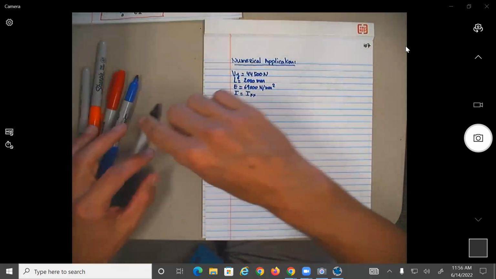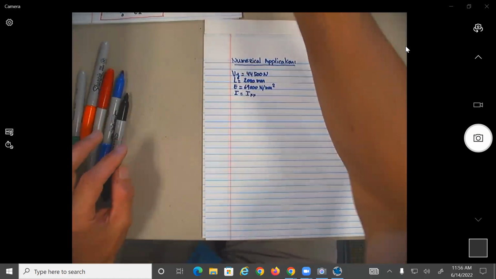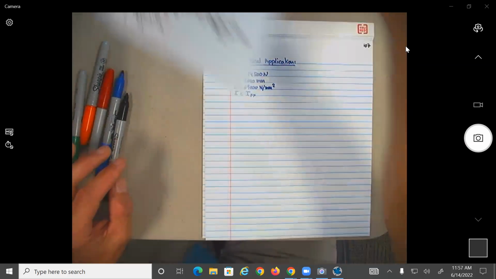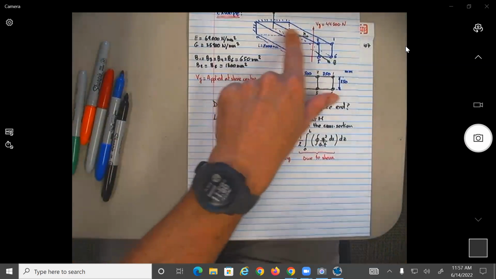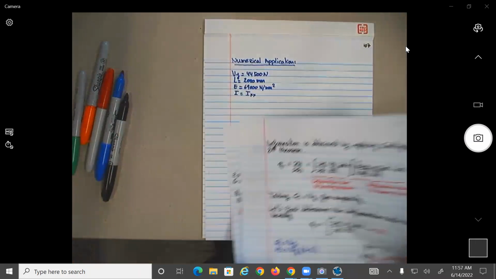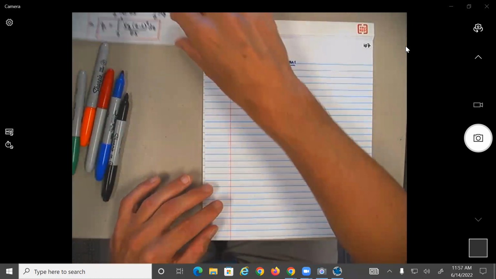Yes? Why is it bending about the y-axis? Shouldn't it be bending about the x? It's bending about the x. Oh, sorry, you said y. No, it's bending about this one. So we need to find the IXX. It's bending about this one, the x. Okay. So basically we need to find IXX.